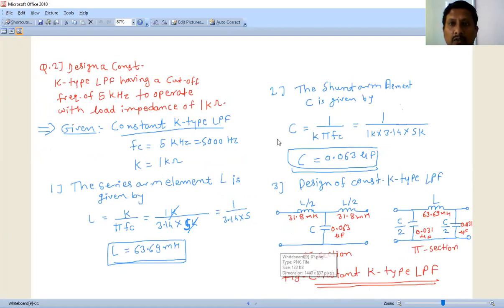So now we can start the next filter. Which is that? Anyone? Which filter are we going to start today? Constant K-type high-pass filter. Yes, very good. So constant K-type high-pass filter today we are going to start here.